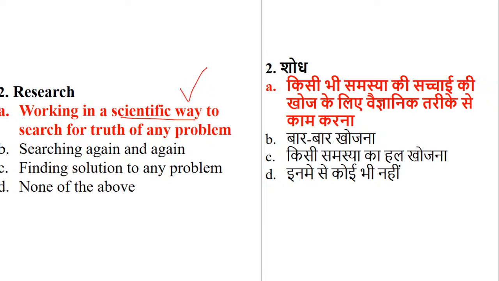Is it clear? I hope so, because in some of the books it is written that research is searching again and again. It is right, but if you compare this option to option A, it is not correct. If you compare option C to option A, it is not correct. And so the right option is option A. The majority of them got it right. Two students who did it wrong, I have explained the explanation.